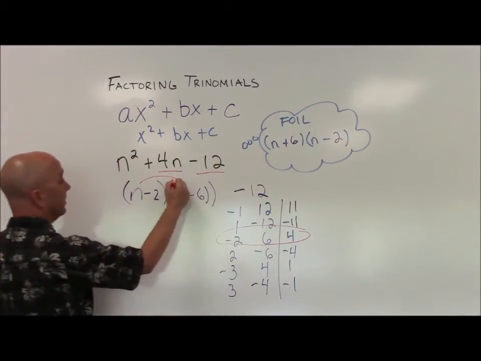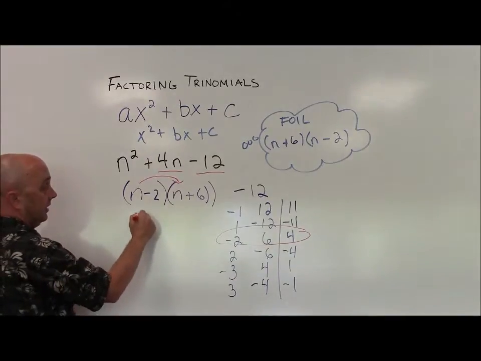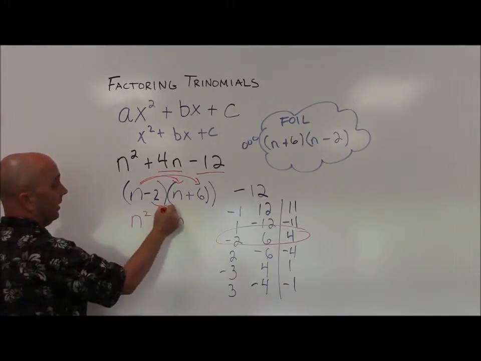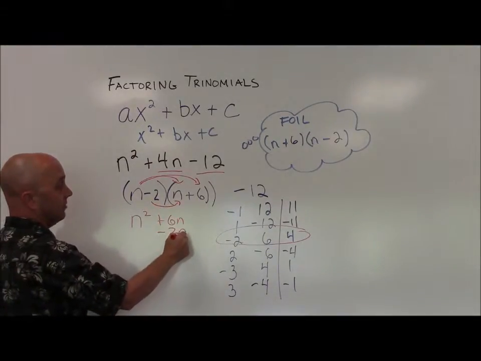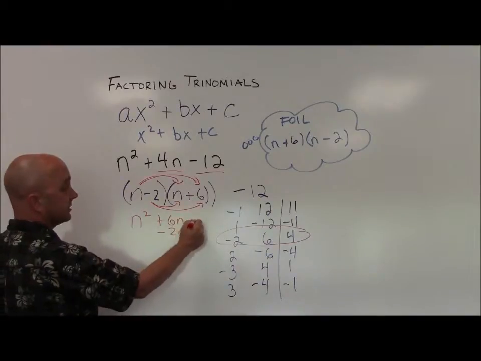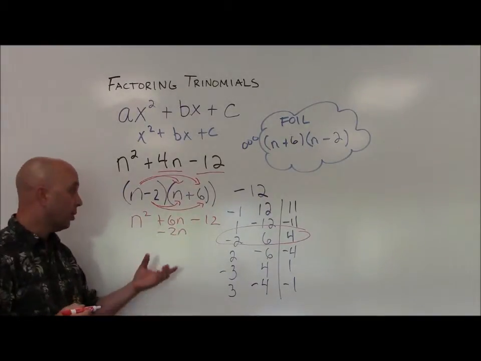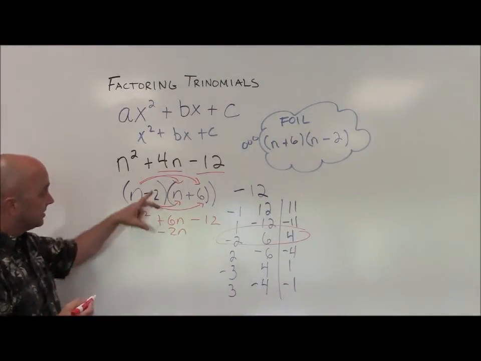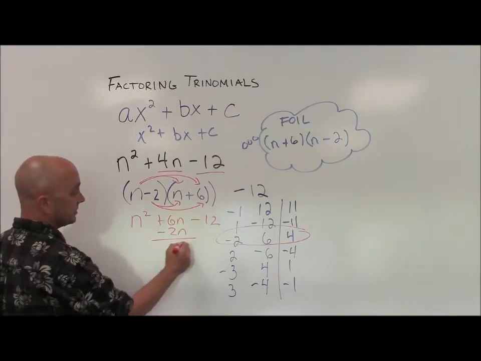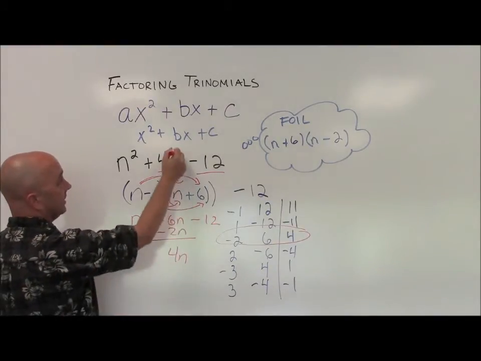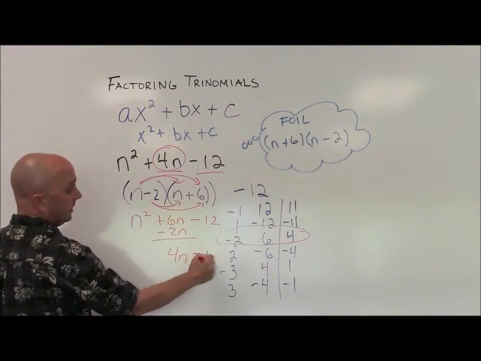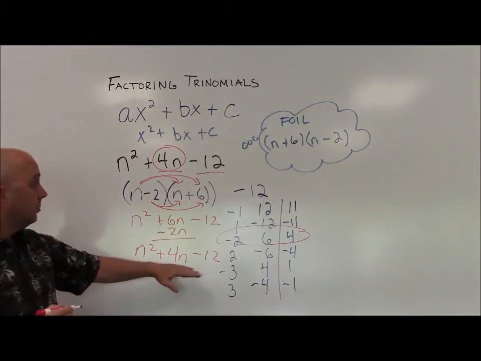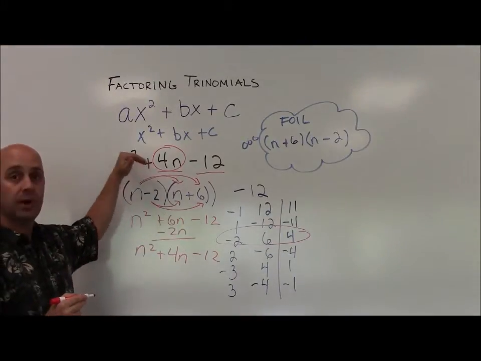So if I take n times n, I get n squared. N times 6 gives me 6n. Negative 2 times n gives me a negative 2n, and a negative 2 times a positive 6 gives me a negative 12. Notice how I purposely put these terms together because I'm going to end up combining those like terms. 6n and a negative 2n gives the result of 4n, and that's where we get this middle term. And we get negative 12 here on the end, and n squared. So when I work it out backwards, I FOIL it out, I get to my original polynomial.